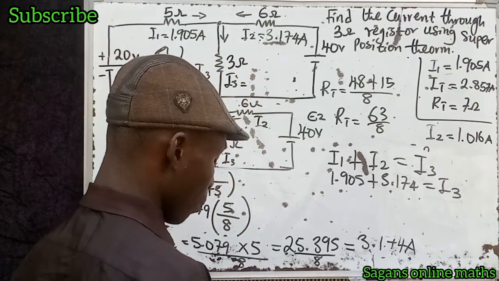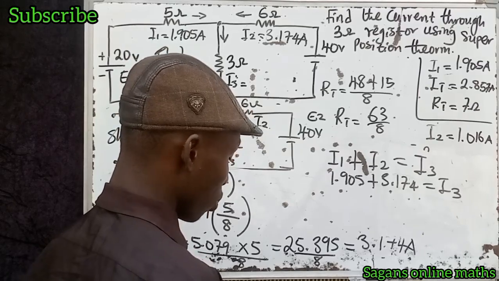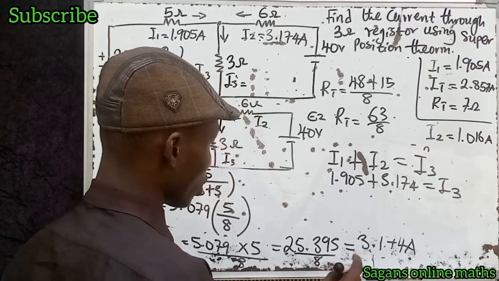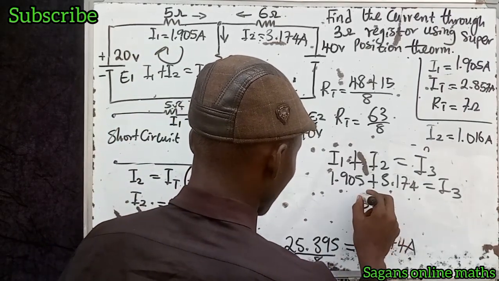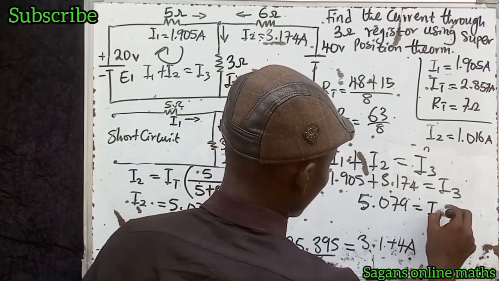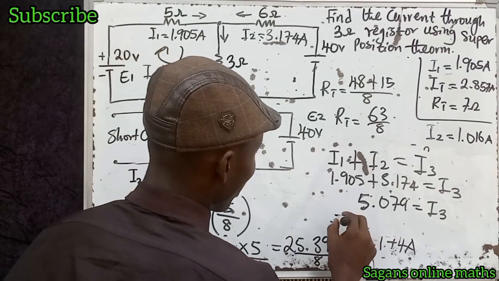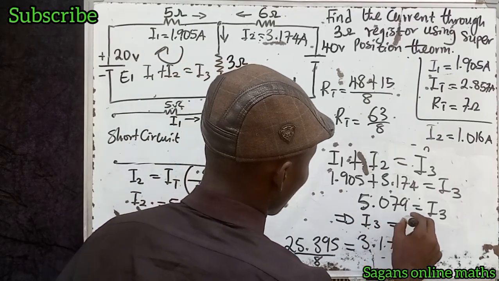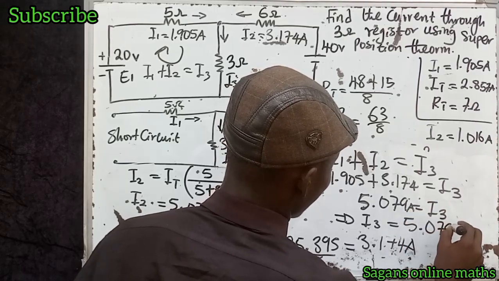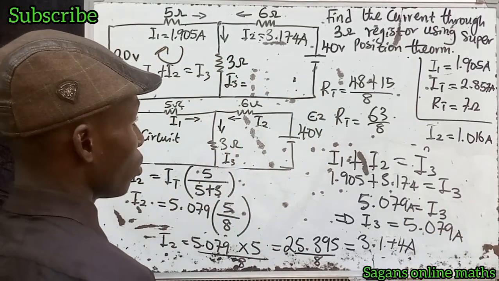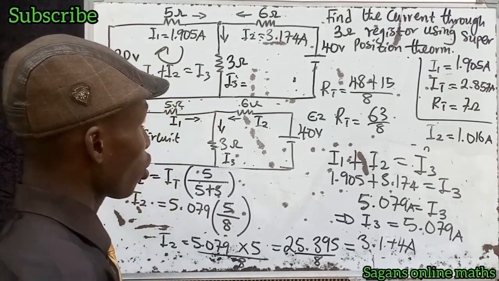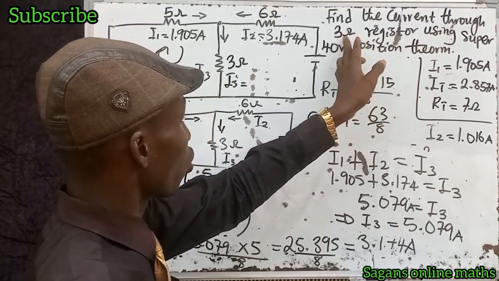1.905 plus 3.174, so this will give us 5.079 equals I3. It implies that I3 is equal to 5.079 amps. Wow, this is amazing, right? This is amazing. Now we are getting this because we are asked to find the current through the 3 ohm resistor using superposition theory.